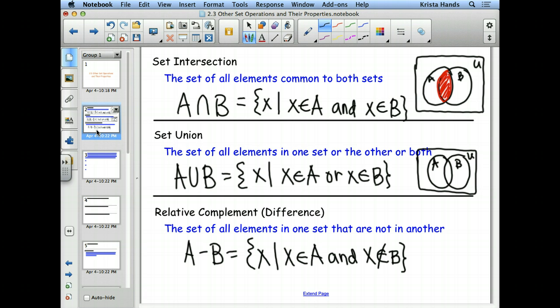So if we're looking at the union, I'm supposed to be in one set, the other set, or both. What part would be shaded on this diagram?